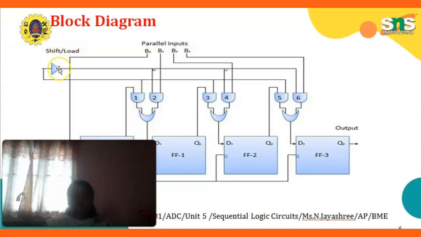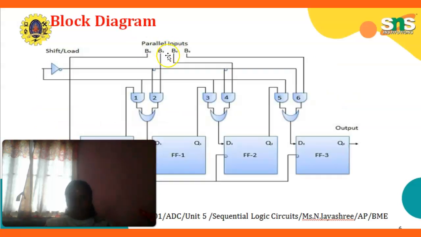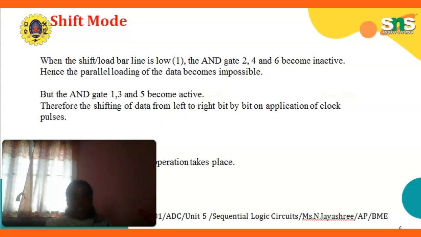And there are two modes of operation, shift and load. Let us see what is meant by load mode. When the shift/load mode is low, the AND gates 2, 4, 6 become active. They will pass the B1, B2, B3 bits to the corresponding flip-flops. On the falling edge of the clock, the binary inputs B0, B1, B2, B3 will get loaded into the corresponding flip-flops. Thus, parallel loading takes place.